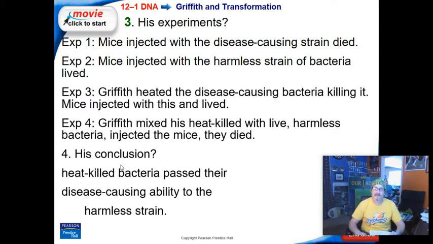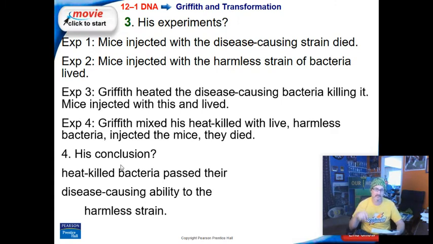The 4th experiment is what got a little weird, and he's probably scratching his head going, what the heck just happened? He took the heat-killed disease-causing bacteria and mixed them with the harmless bacteria. He didn't inject them, he mixed them. And he took this mixture, injected it into the mice, and they died. So the harmless alone, they lived. The heat-killed disease-causing alone, they lived. But when you mix the 2 together, the mice died. Again, head scratcher. What's going on there?